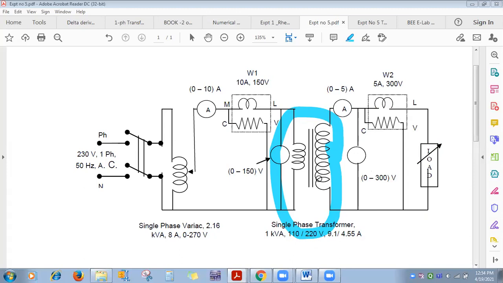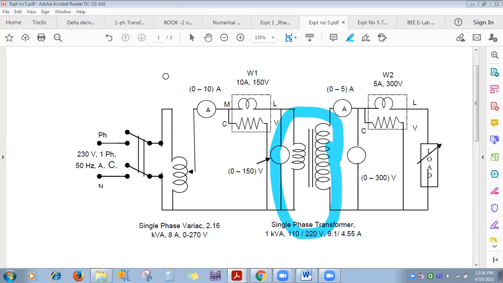Now I want to calculate the efficiency. The general formula, as all of you know, is the ratio of output power by input power. So how can I measure single phase AC output power and single phase AC input power? The formula for AC power, as all of you know, is VI cos phi.